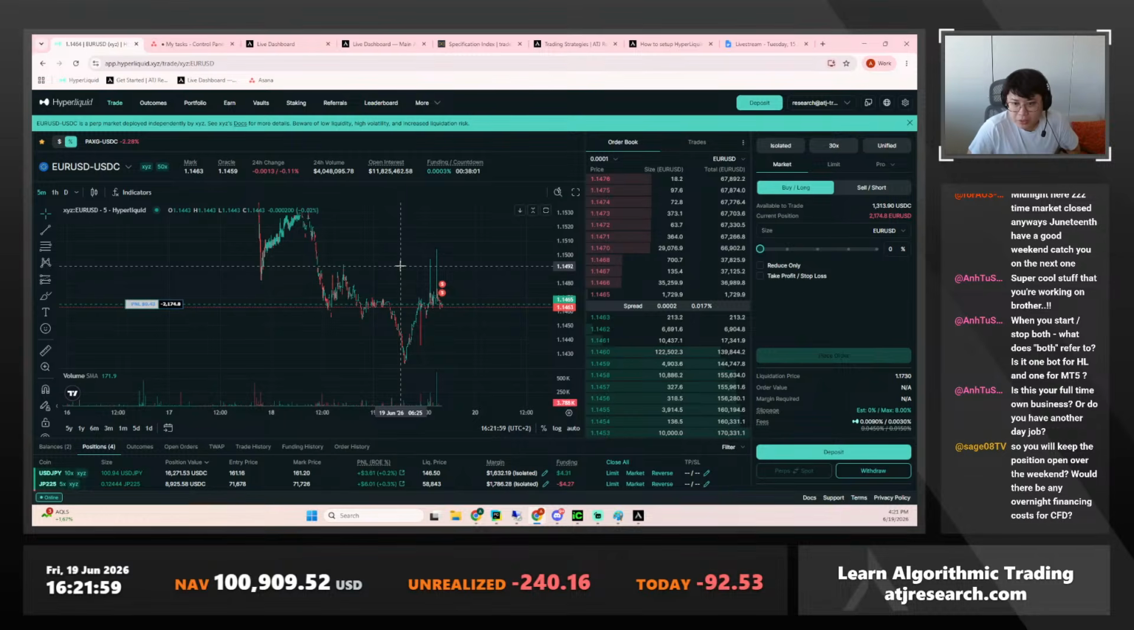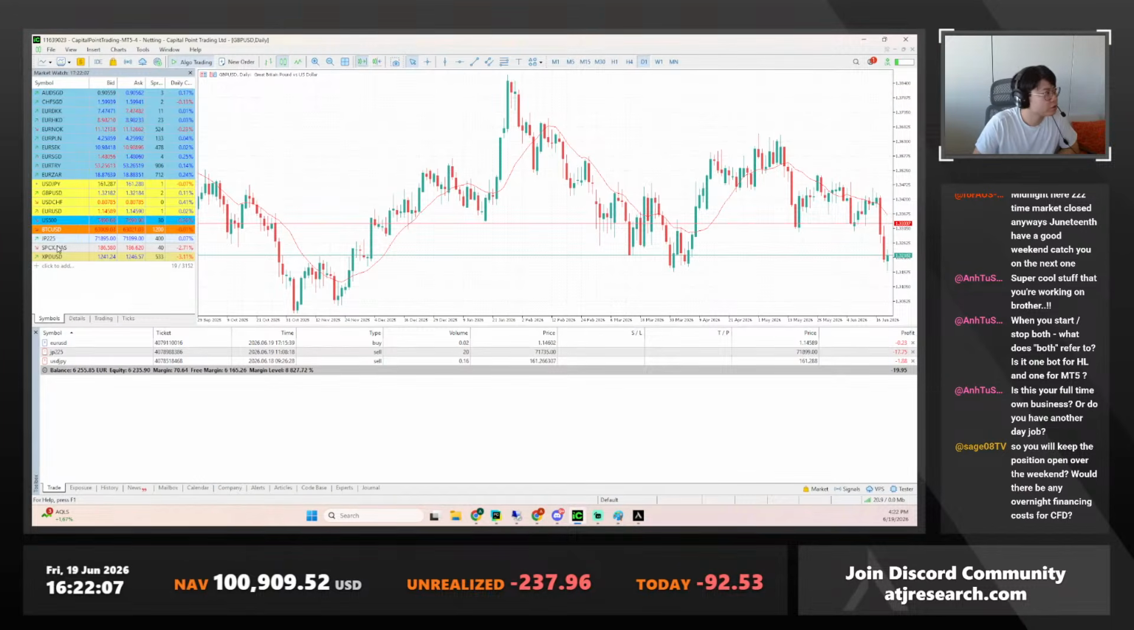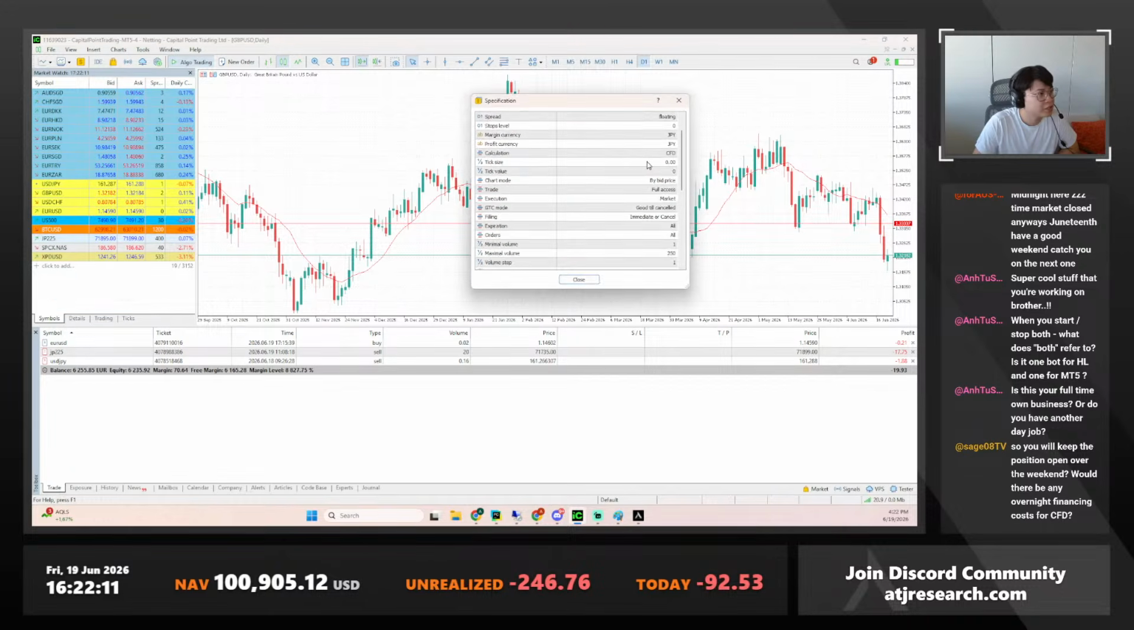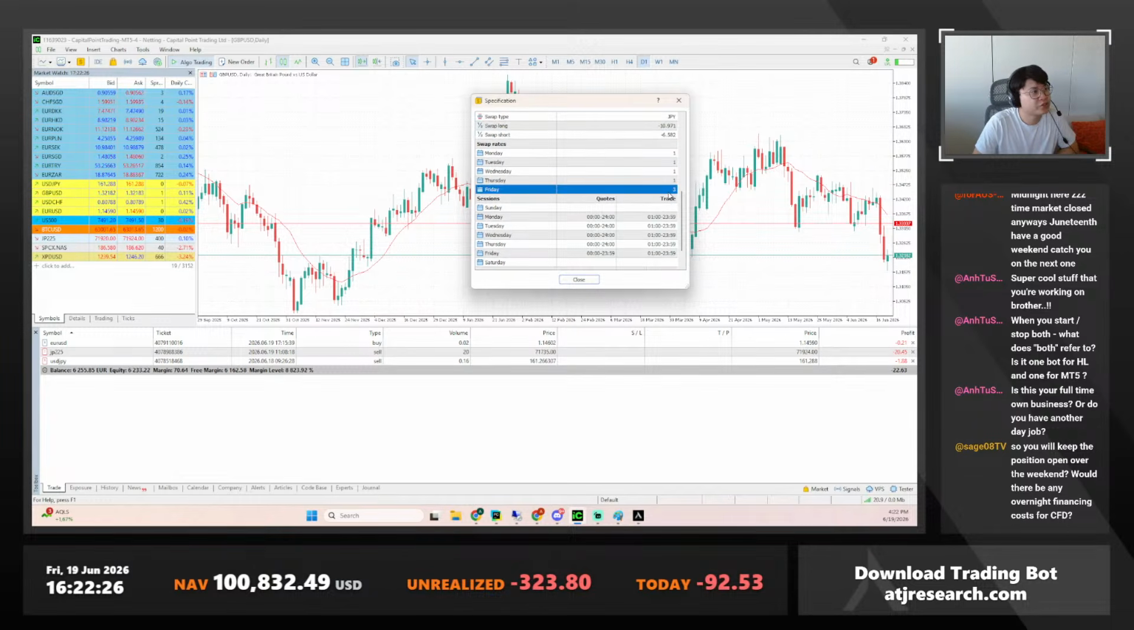So you will keep the position open over the weekend? Would there be any overnight financing costs for CFD? Well, for CFDs, yes, there are also financing costs for the CFD part. So if you look at JP225 on MT5, you will see the financing costs, which are not too high, right? So right now I have a short position, so I will pay minus 6.5 points, so it's minus 6.5 yen per contract that I've opened, and I pay triple also, right?